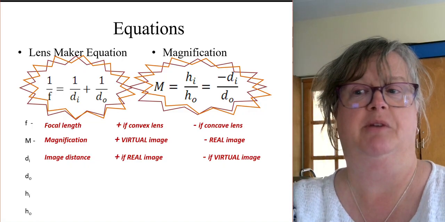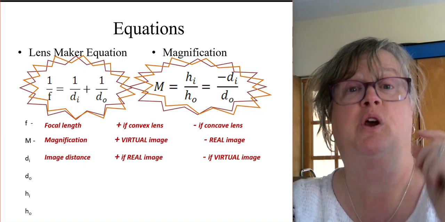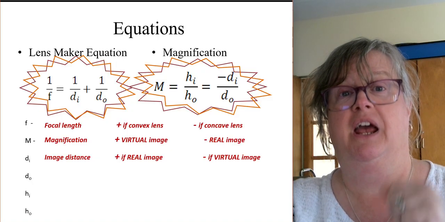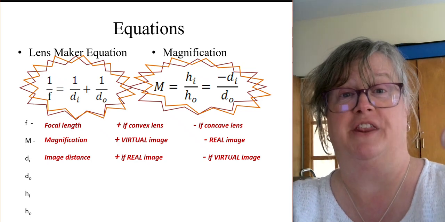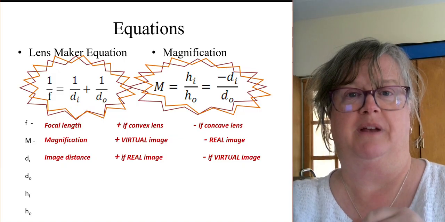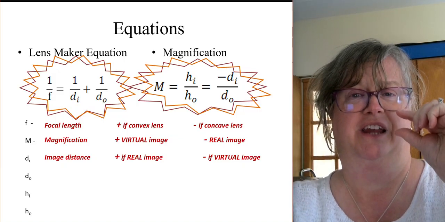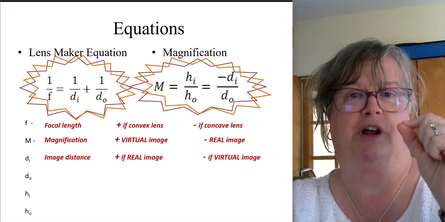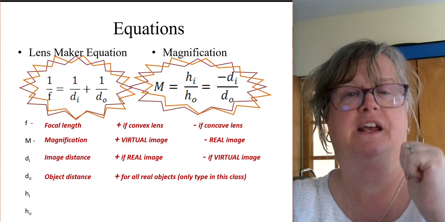di continues to be the image distance, and as always, real images will always have a positive di value, and for a lens that means they're beyond the lens, whereas a virtual image will be in front of the lens, but will still have a negative image distance.